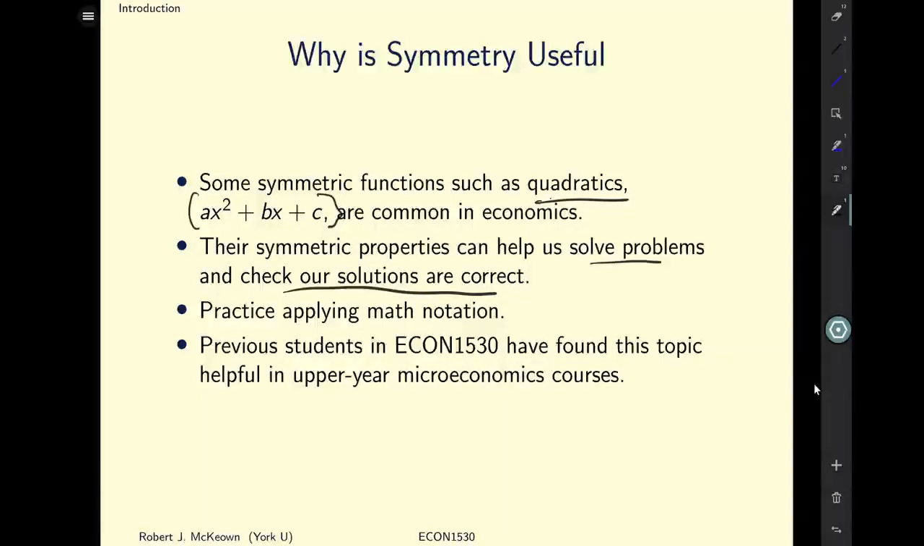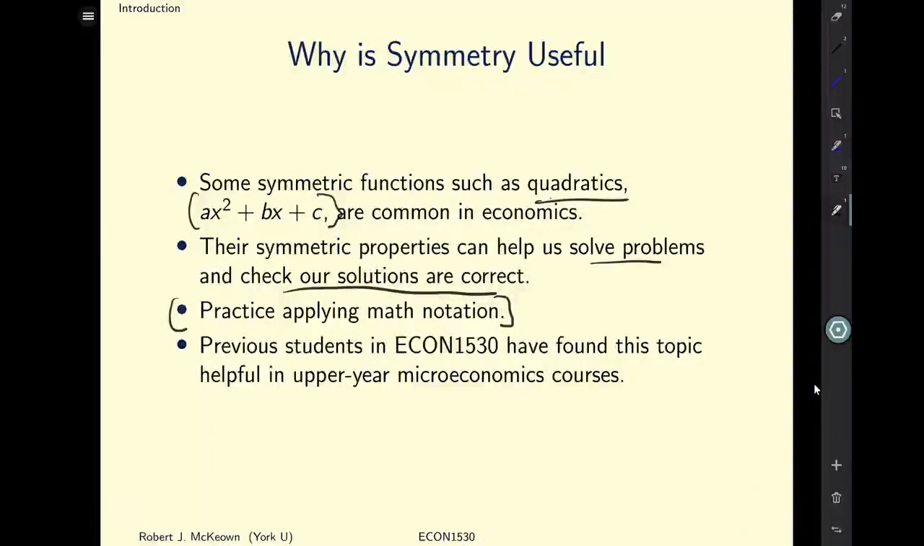So for example, when we're in calculus, you can use calculus, as we will in chapter 8, to find a max or a min, but you might want to double check that you found the correct max or min, and you can use symmetry and some of what we're going to talk about here to do that. It also is a nice way to practice applying math notation.